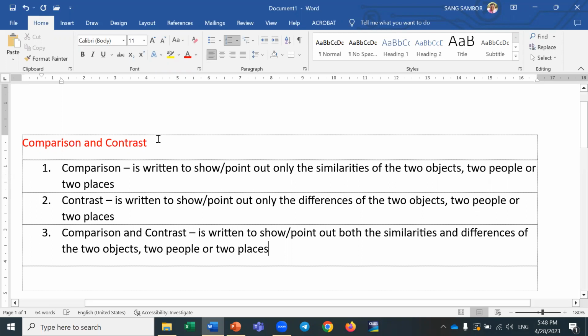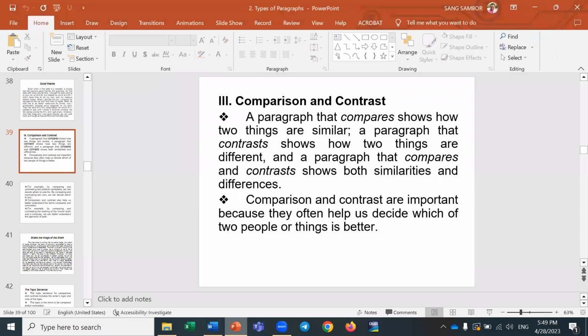Remember, there are three ways to write comparison and contrast. One is comparison only, okay? Contrast only. The last one is both comparison and contrast. So that's just the definition for you. Let's go back to our slide. A paragraph that compares shows how two things are similar. A paragraph that contrasts shows how two things are different. And a paragraph that compares and contrasts shows both similarities and differences.